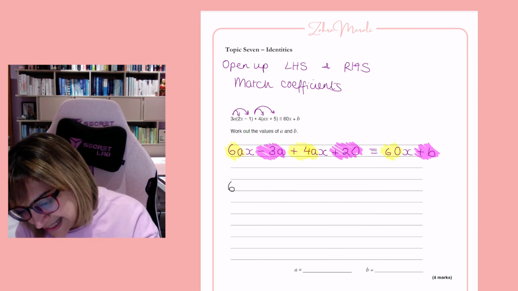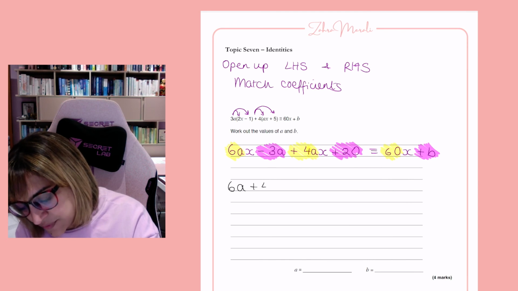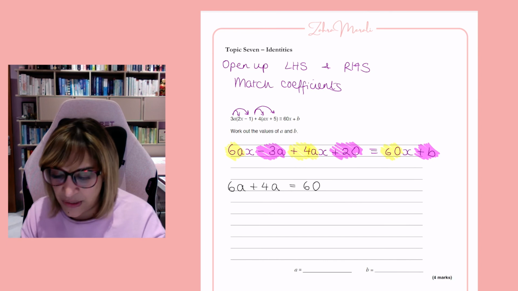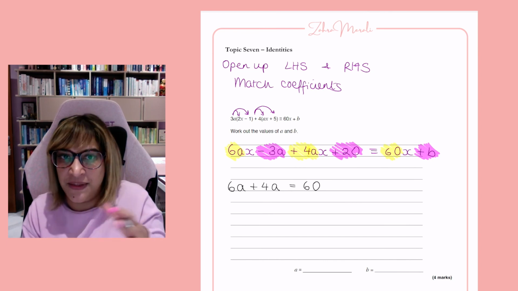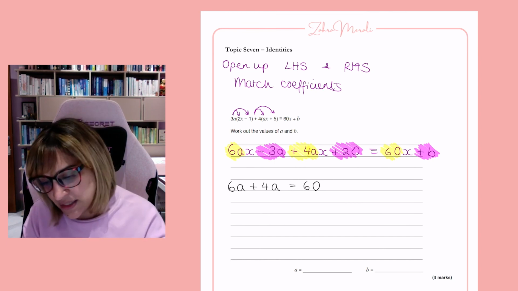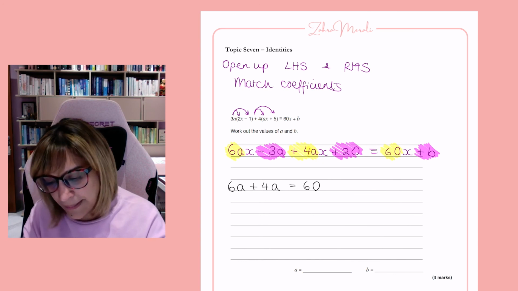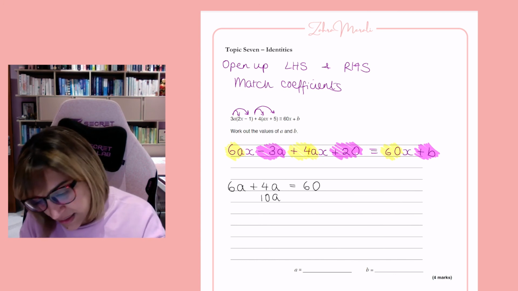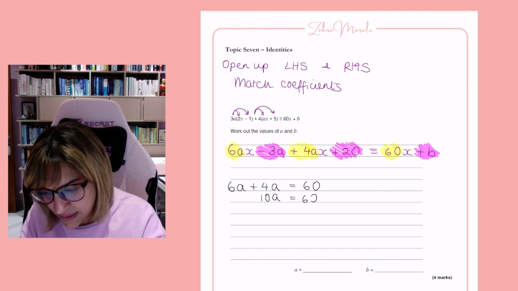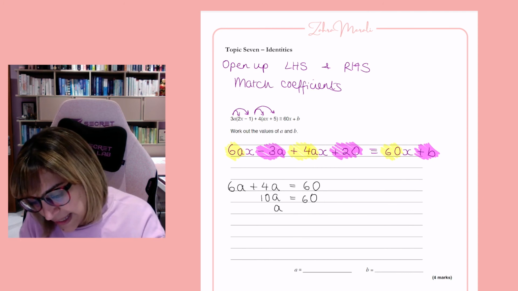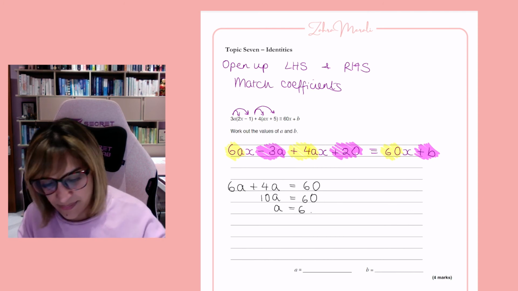So we've got 6a plus 4a must equal 60, because that's the coefficients of the x. So we end up with 10a equals 60, so therefore a equals 6.